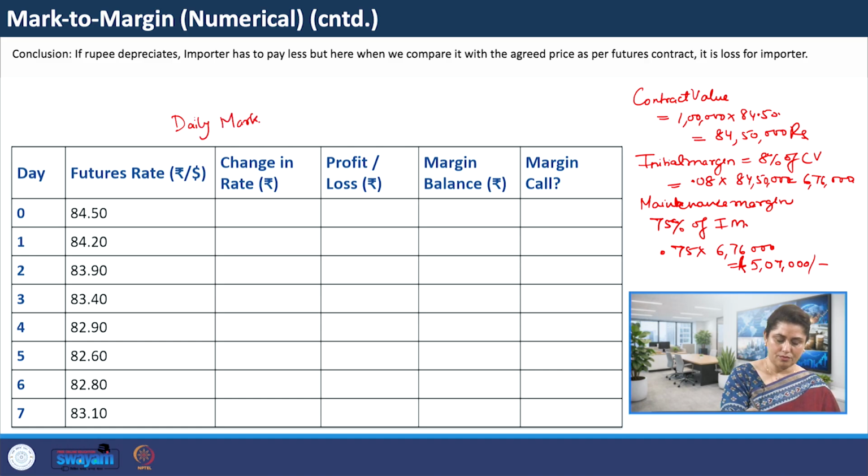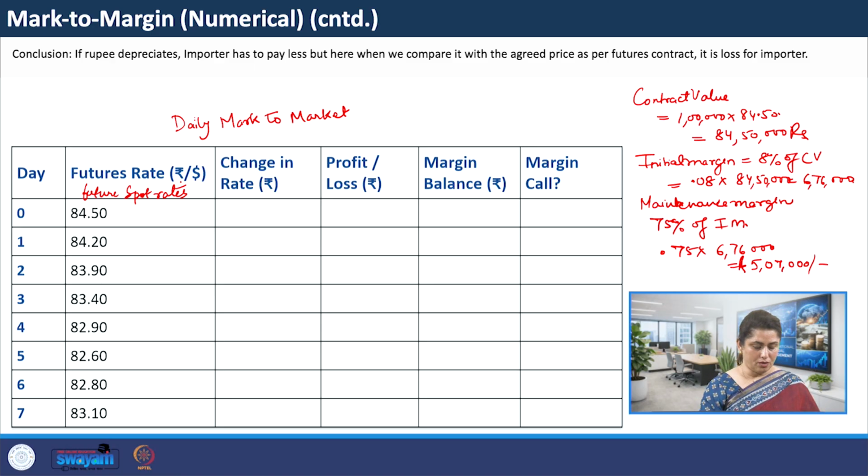Now we will do the daily mark to market. We have seen that the future rate has now changed here. The future spot rates are now changing. Since 84.50 is the rate which will not change, when it goes down, we see that the rupee is appreciating and this is the loss the trader is going to incur.